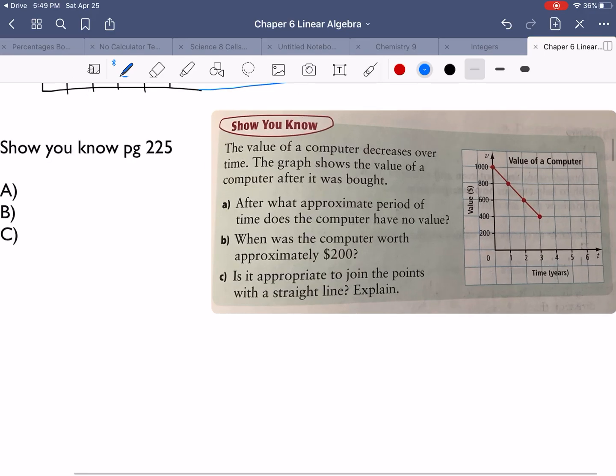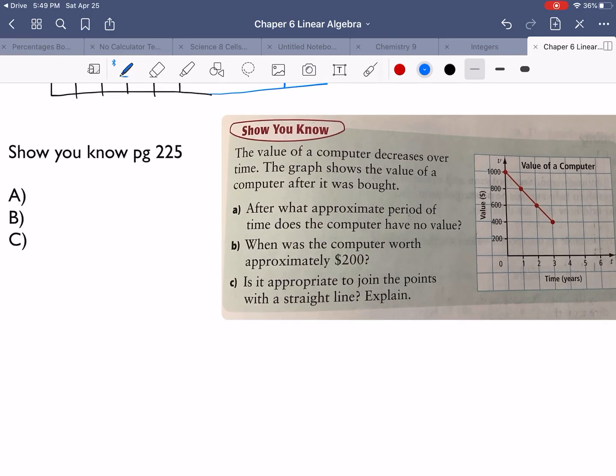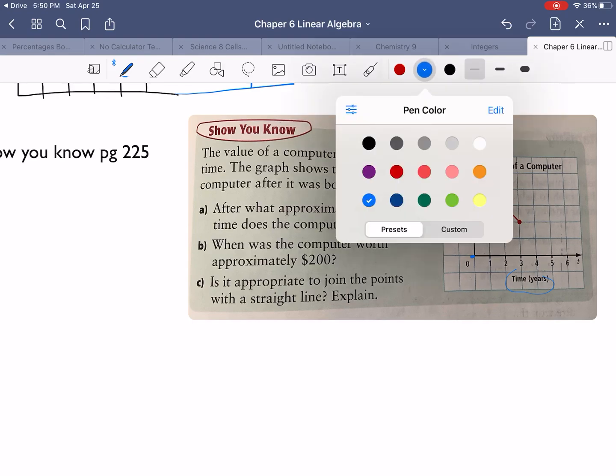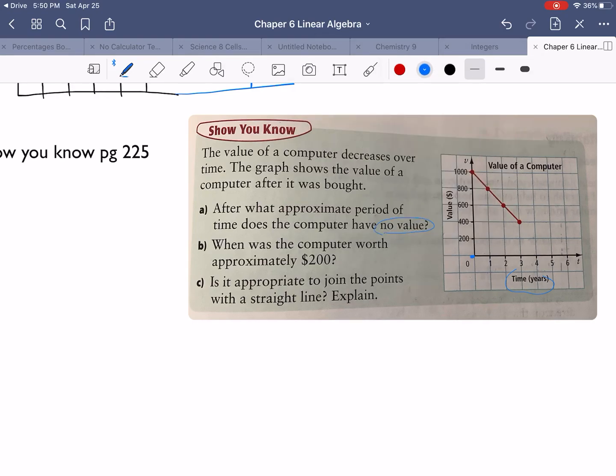So again, we're going to come into this question. The value of a computer decreases over time. The graph shows the value of the computer after it's bought. After what approximate period of time does the computer have no value? So guys, it's asking about time and when does it have 0 value? Well, 0's right here. So what you're going to do is take your pencil, not your pen in a textbook, and extend this line because it's a straight line. I can keep extending it all the way down.